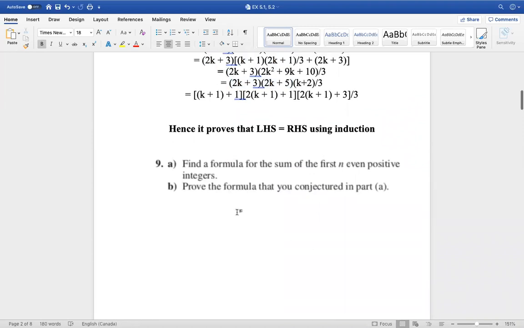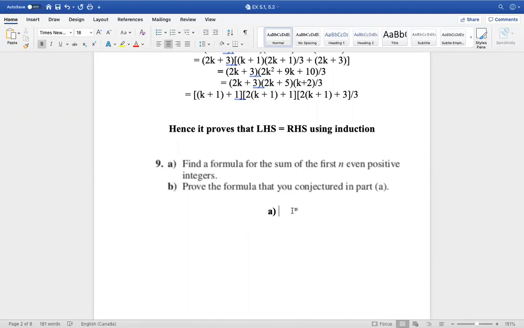So this is question number 9. We have to find a formula for the sum of the first n even positive integers. So now we know the domain. The domain is even positive integers. So we will try to prove this using induction. Here, we have to basically find a formula. We don't have to prove anything.